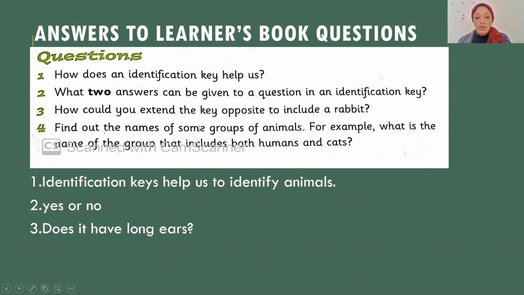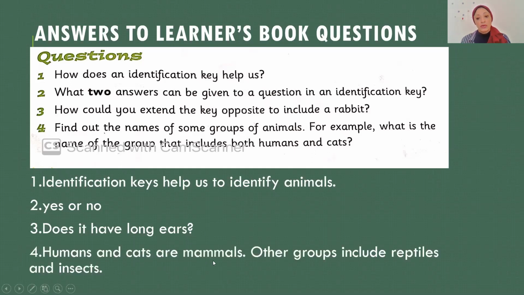Find out the names of some groups of animals. For example, what is the name of the group that includes both humans and cats? Okay, so humans and cats are mammals. Other groups include reptiles and insects. The most famous thing about cats and humans is that they are in the group of mammals, which give birth. All the other groups of animals lay eggs only. But of course, humans are in a special group because they are human beings, not animals. But both cats and humans belong to groups that give birth.